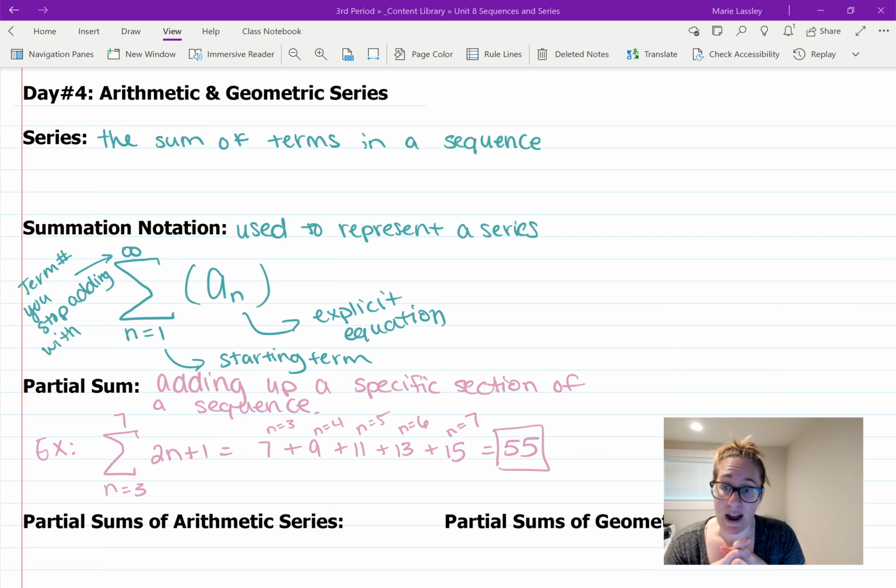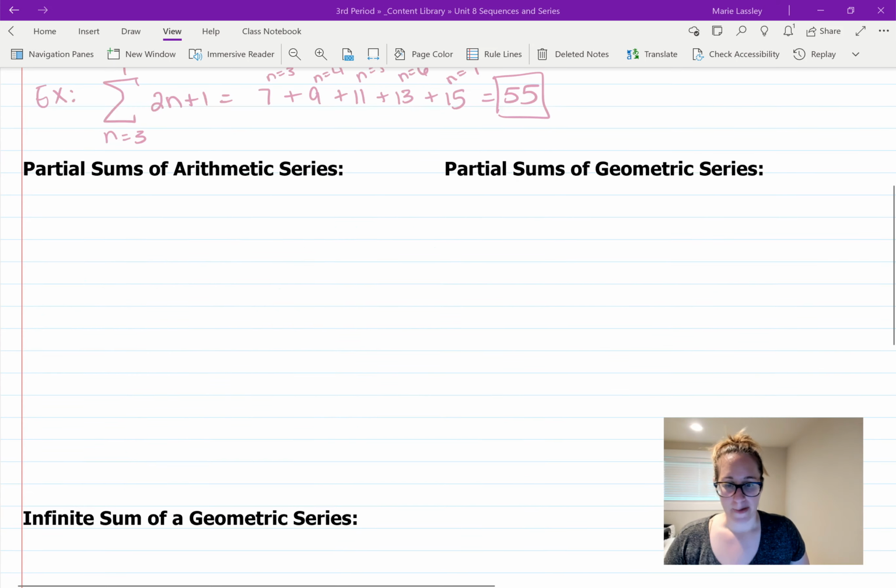Now there are formulas, so you don't have to do this. That was kind of tedious. I had to find the third term, the fourth term, the fifth term, sixth term, seventh term, and then add them all up. Luckily there is an equation for an arithmetic series and for a geometric series where you don't have to find each individual term and then add them up at the end. It'll just do it all in one step for you. So it's really nice. Our partial sum for our arithmetic series looks like this.